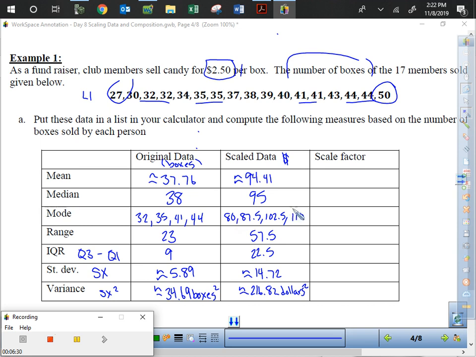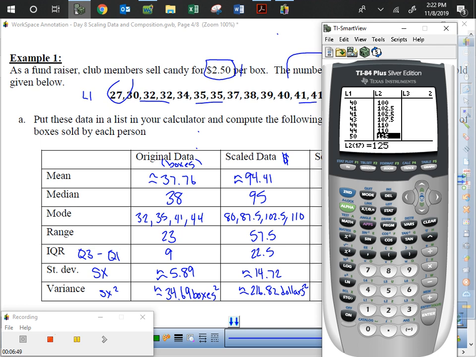I want to talk about a couple things here. The first one being the mode. Remember, mode is the most frequent. You just go to your list. Since we don't have those written out, you'll just have to go back to Stat, Edit, so you can see your list again to go find those most frequent.